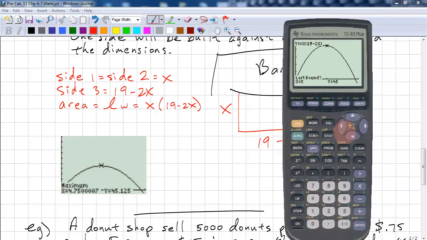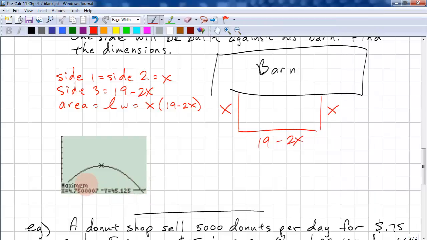Calculating maximum. Left bound. Enter. Right bound. Enter. Enter. And we get the same value. It's off by a small decimal place, but it's the same value.